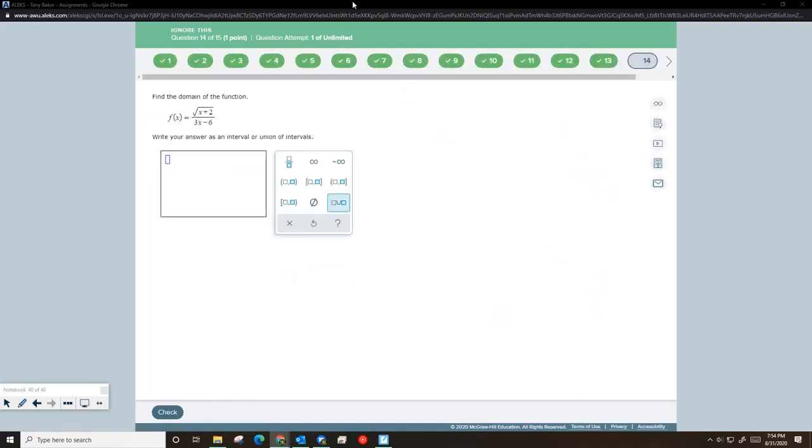The last one of these is basically a combination of the two parts. So I've got the square root of x plus 2 on the top and then the 3x minus 6 on the bottom. So I'm going to take the top. We'll do the top first. So I have x plus 2 is greater than or equal to 0. So x is greater than or equal to negative 2. So that's the top.